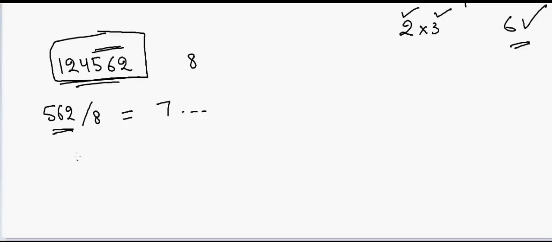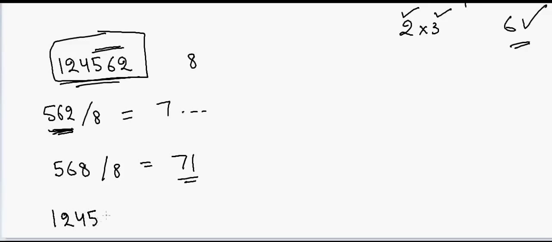How can I make it divisible by 8? By making these 3 digits divisible by 8. So if I have 568, that can be divided by 8, so we'll get 71. Therefore, if I change this number to 124568, then this number would be divisible by 8. So then in that case it will work.